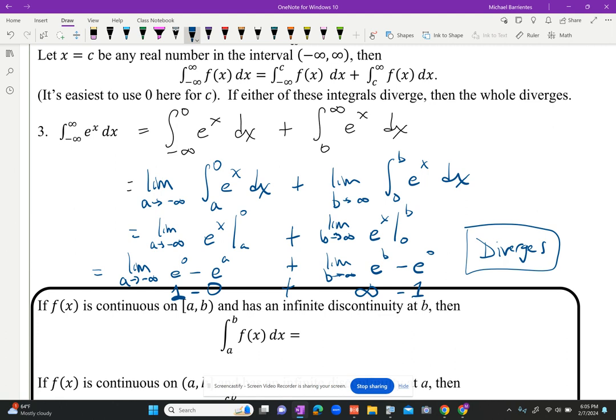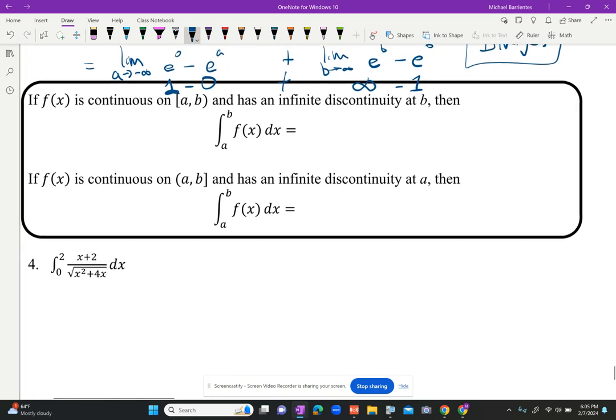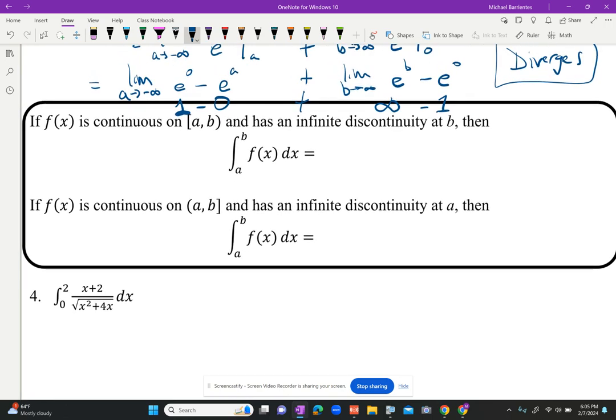This is how we can deal with infinity at both ends of my limits of integration. We can find a value in between and break it up into two pieces. Now, that's different than if I have an infinite discontinuity.